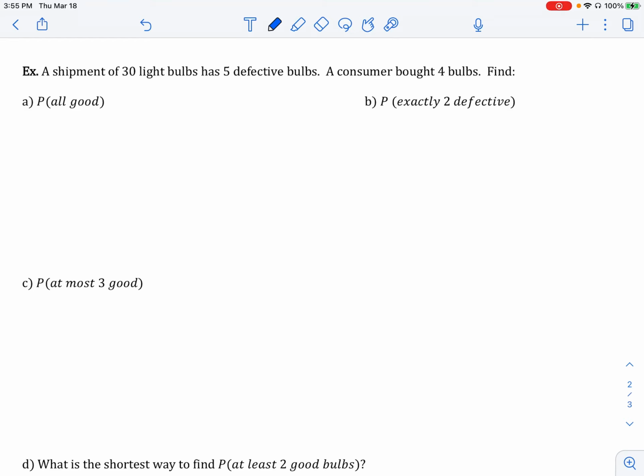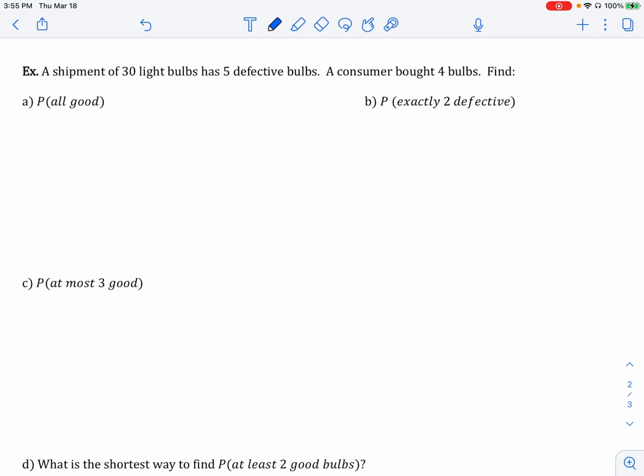So first off, make sure we understand the problem. There's a shipment of 30 light bulbs, and 5 of them are defective. We don't know which ones. A consumer buys 4 bulbs. Let's find the probability that all 4 bulbs that this consumer bought were good, that they were non-defective, okay?